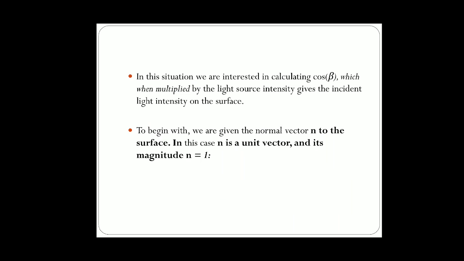To begin with, we are given the normal vector n. So we are obviously doing a vector calculation. We are given a normal vector n to the surface. In this case, n is a unit vector. So n is a normalized vector, that is a unit vector, and its magnitude is 1. So the magnitude of n on the surface is 1.